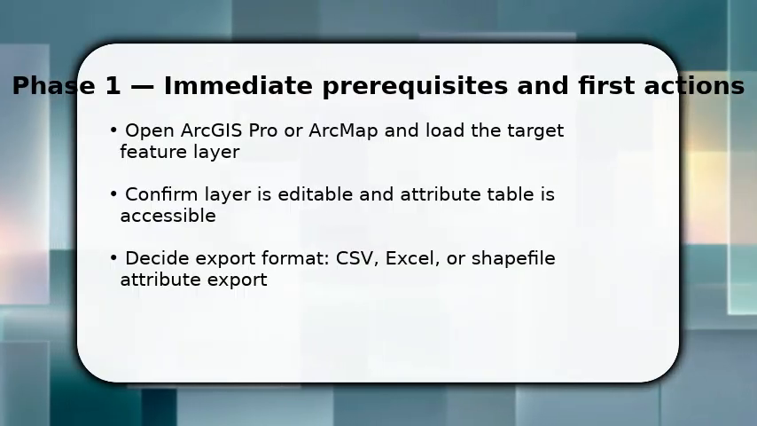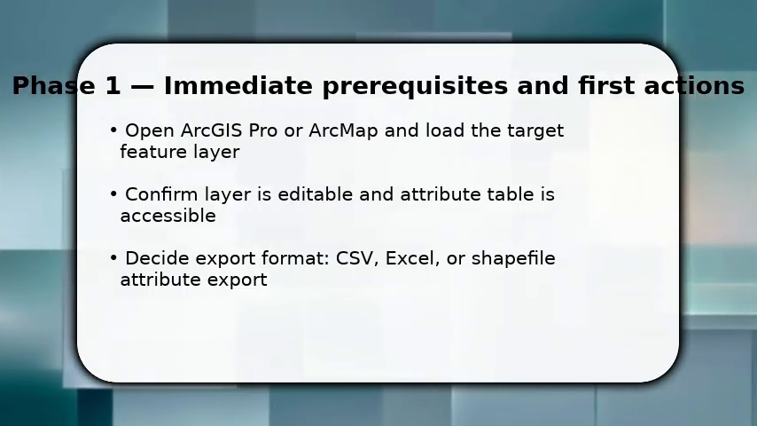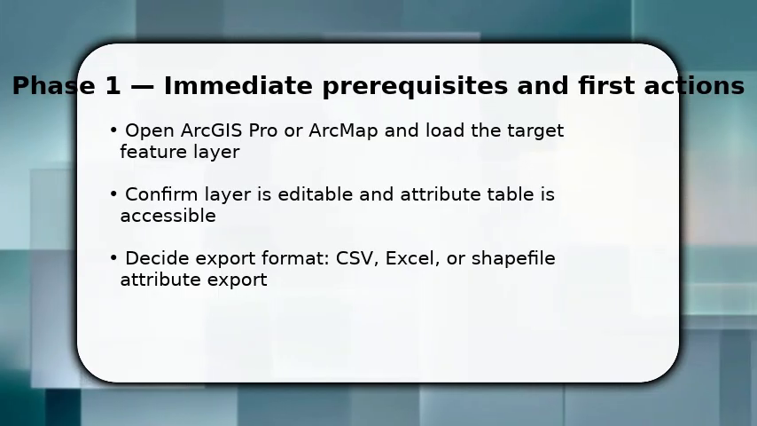You begin by opening the project and selecting the specific layer whose attributes you need. This matters because only the active table exports cleanly.